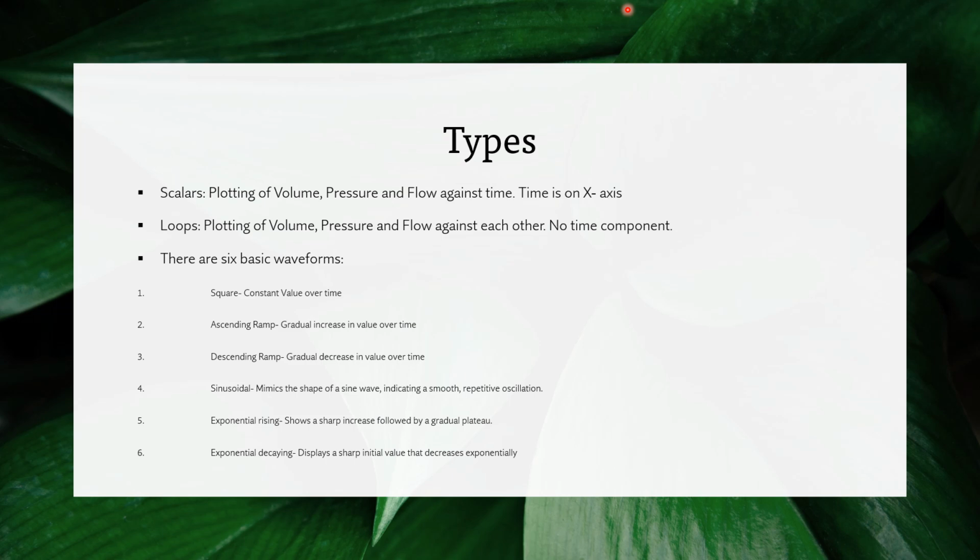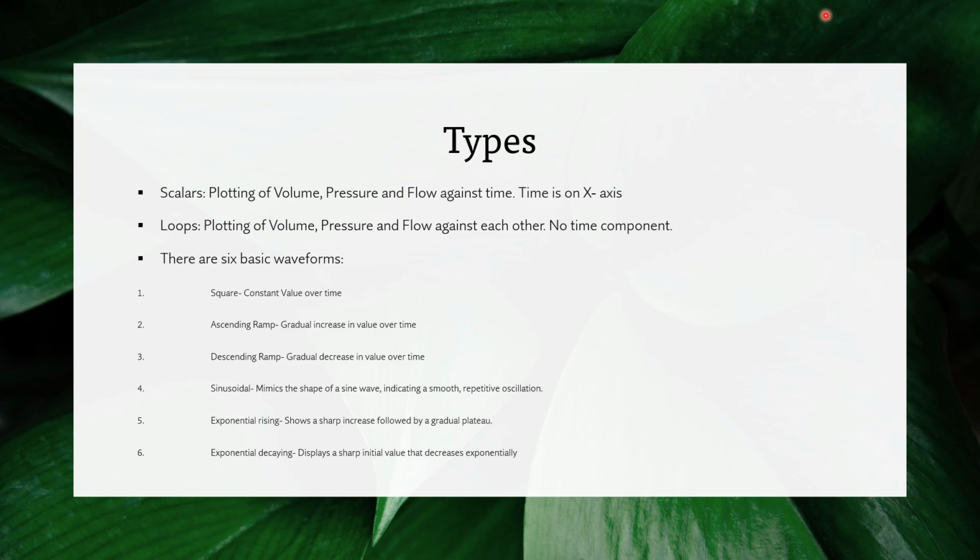There are six basic scalar waveforms. Square means constant value over time. Ascending ramp means gradual increase in value over time. Descending ramp means gradual decrease in value over time. Sinusoidal mimics the shape of a sine wave, indicating a smooth repetitive oscillation. It is seen with the spontaneous unsupported breathing.